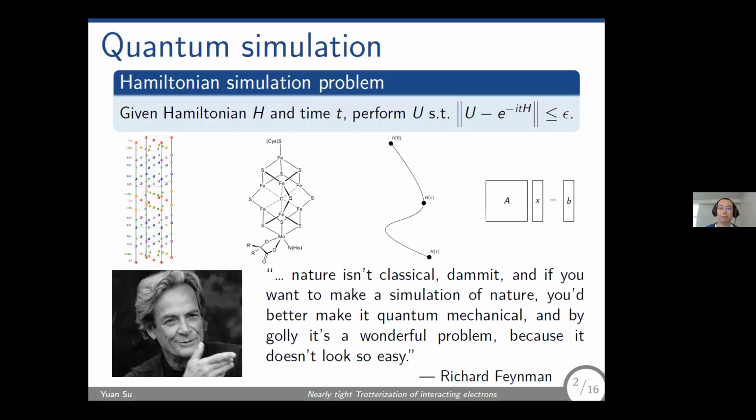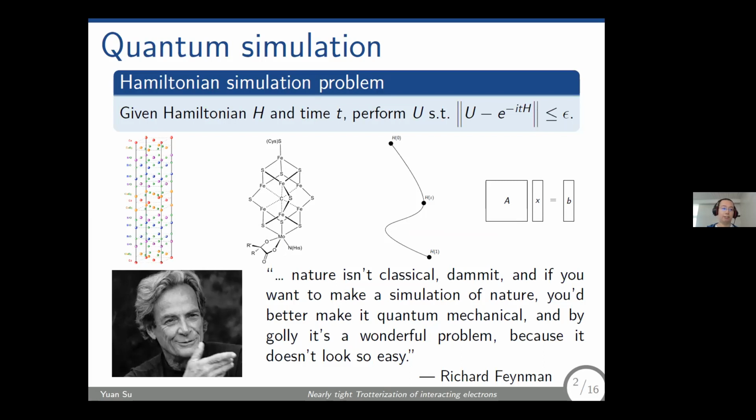Okay, great. So the problem is as follows. You have a Hamiltonian, let's say H, and some evolution time t, and you want to perform e to the minus iHt up to some accuracy epsilon, maybe quantified by the spectral norm. As we learned from the tutorial, an efficient solution of this problem could have applications in many different areas, for example in physics, in chemistry, or even in designing quantum algorithms. Later in this session, there's a talk on ground state preparation, which is also related to digital quantum simulation.